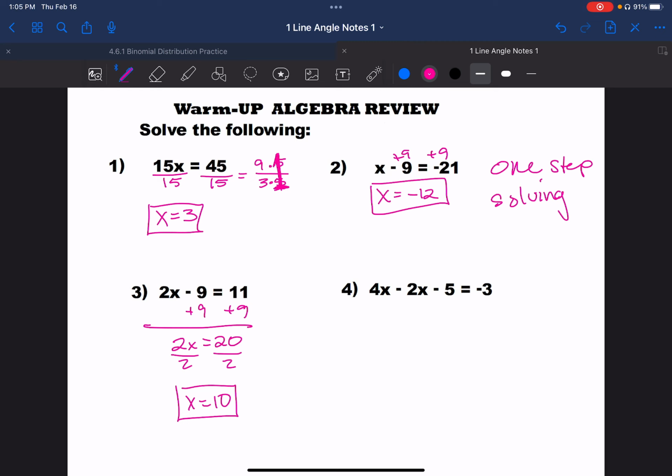And we just keep going with this idea. We combine like terms. 4x minus 2x is 2x. Minus 5 equals negative 3. Add our 5. We get 2x equals 2. Therefore, x equals 1. And we're just going through this.